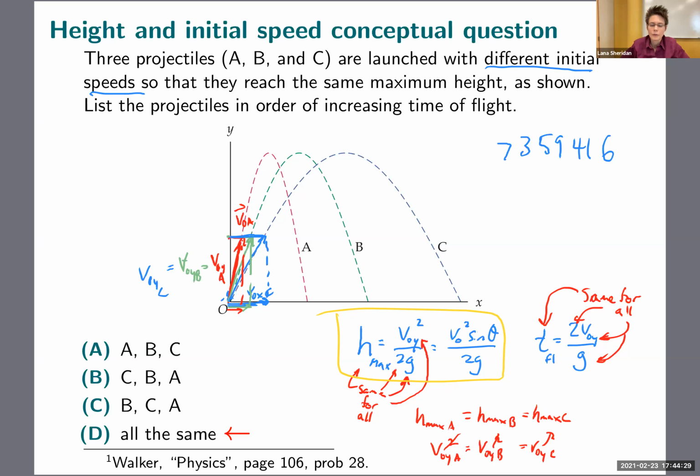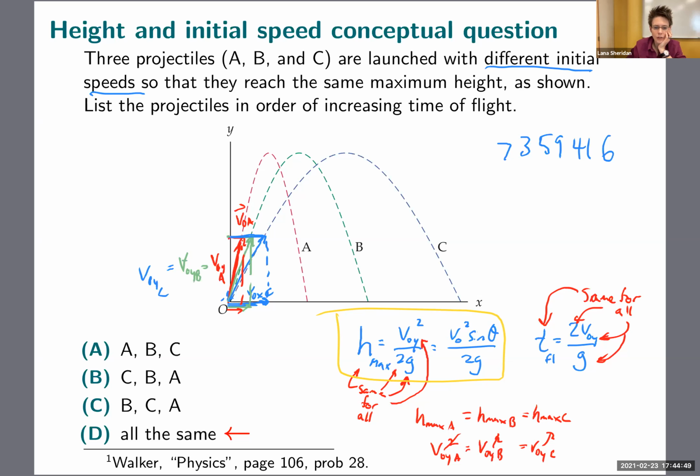So that's how their Vy's can all be the same, but they follow different trajectories. They follow different trajectories because the X components of velocity are different, which means the initial speeds are different as well. So they all reach the same height, but they don't all follow the same path.